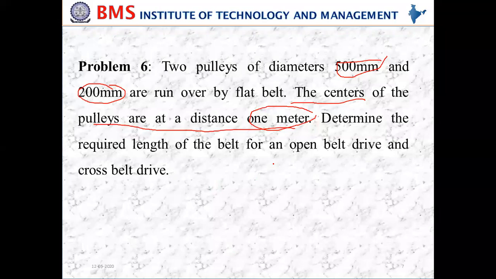So for the length of the belt, either it is an open belt drive or a cross belt drive, we have the equation for L, and the parameters you need are the radius of the driver pulley, the radius of the driven pulley, and the central distance. Once you know these three parameters, it will be easy to find out the length of the belt. Okay.